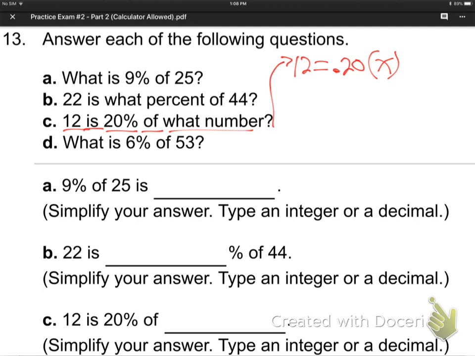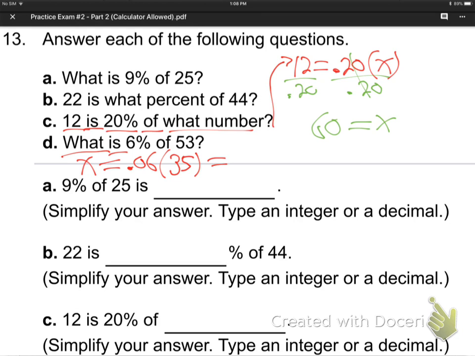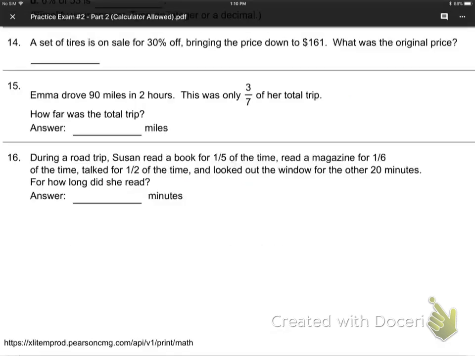X. How do we solve for x there? Divide by 0.20. X is 60. And then finally, part D. What is x is 6%, 0.06, of 35 times 35. So 0.06 times 35, 2.1. There we go.